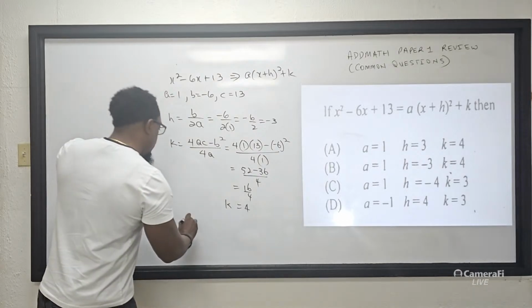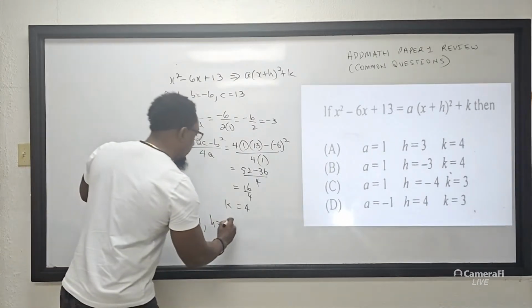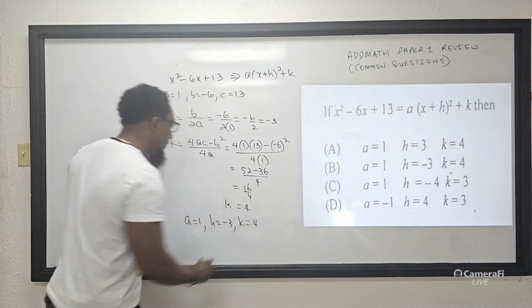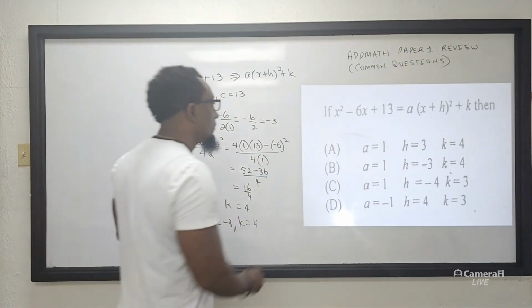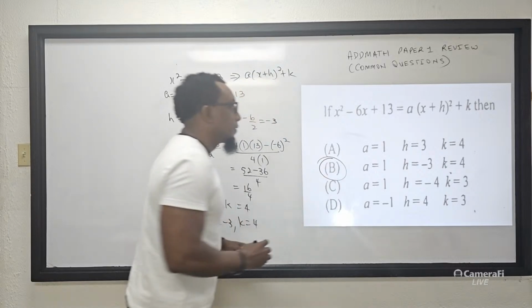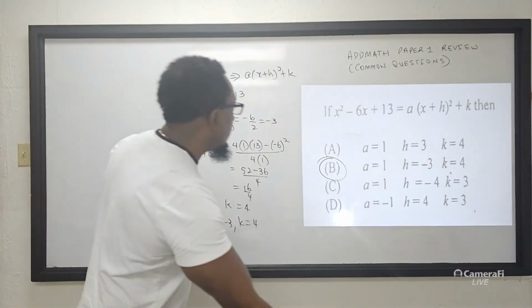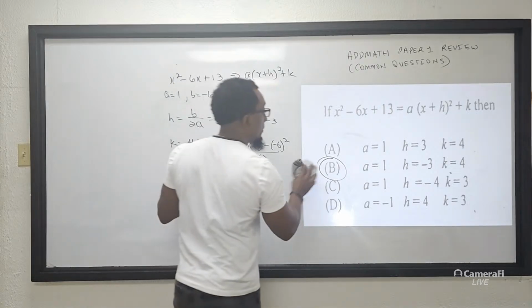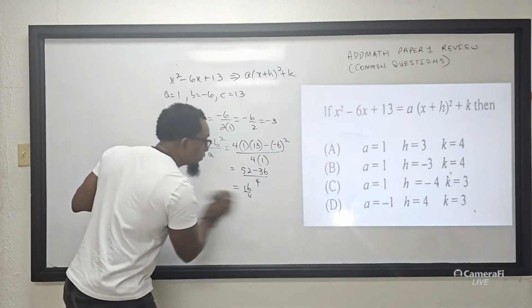So therefore we can say here a is equal to 1, h will be equal to negative 3, and k will be equal to 4, whose answer is B. So a is 1, h negative 3, k 4. So let's move on to the next. So common questions we can see, and let's make sure we have an understanding of these questions.